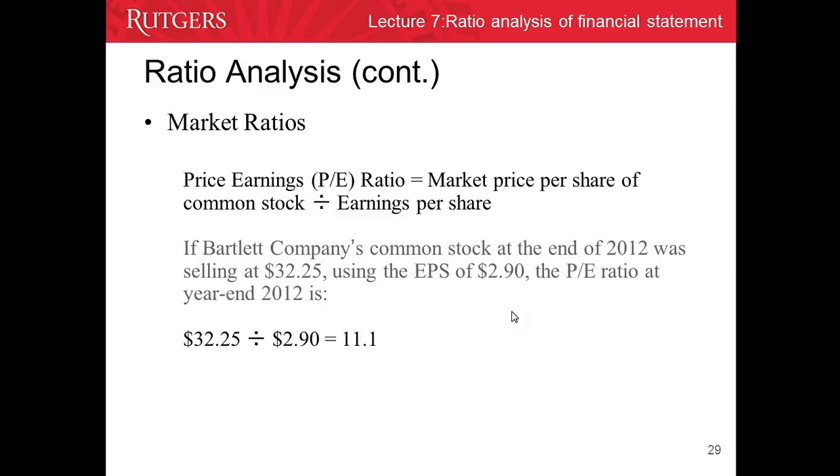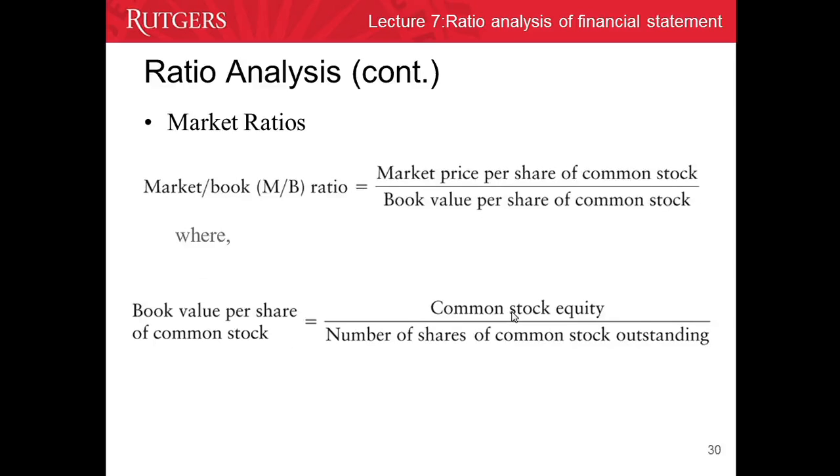then we can calculate the price earnings ratio using $32.25 divided by $2.90. Then we get the result equals 11.1. Another market ratio is the market book ratio. It equals the market price per share of common stock divided by the book value per share of common stock, while the book value per share of common stock equals the common stock equity divided by the number of shares of common stock outstanding.